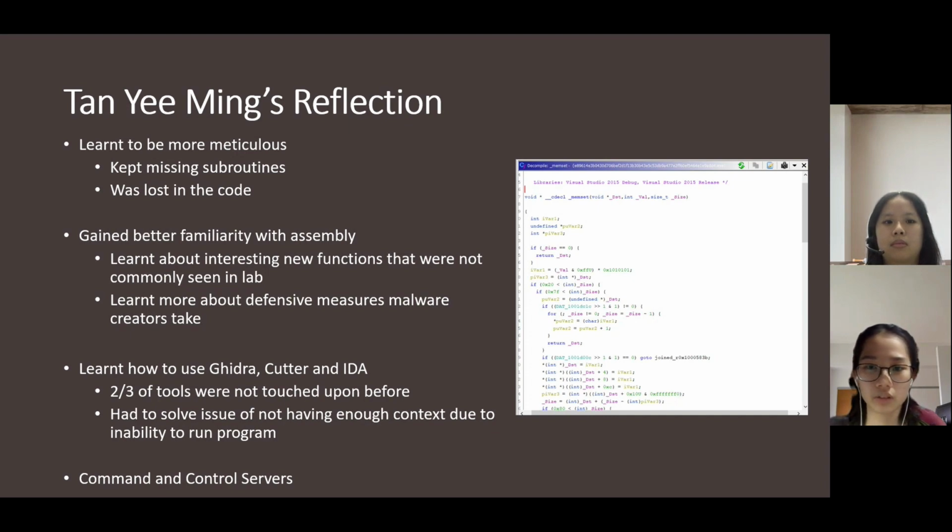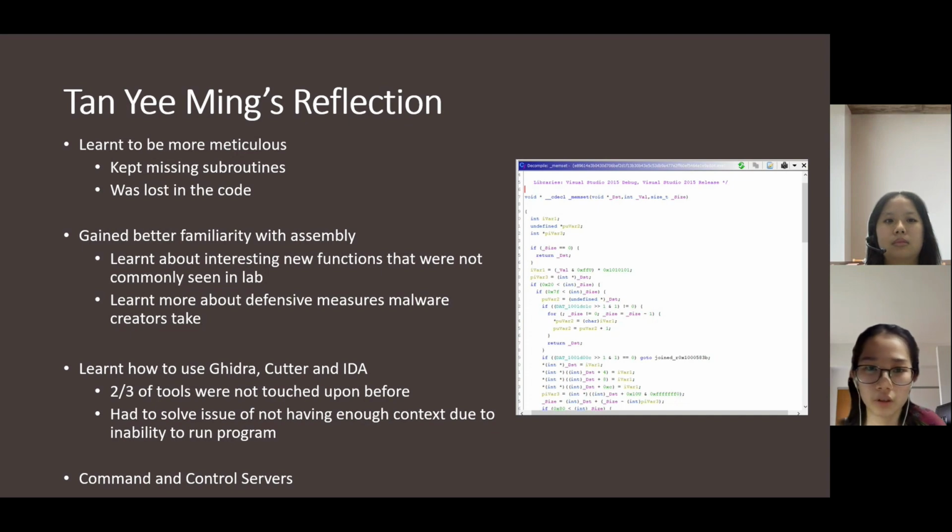Out of all this, I think I've learned how to be more efficient in picking out important code because after reading through quite a lot of assembly code, I am now able to pick up which instructions are more important and have higher potential of being indicators of what the malware actually uses.